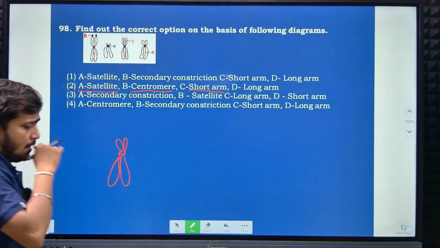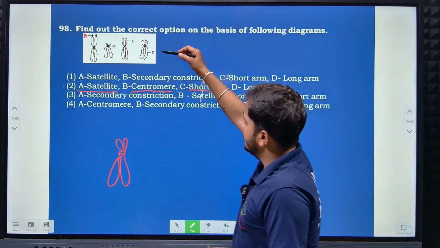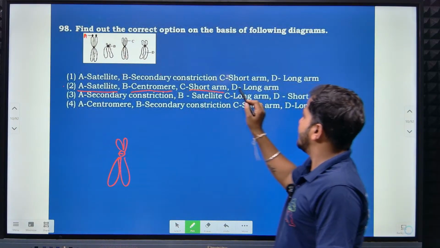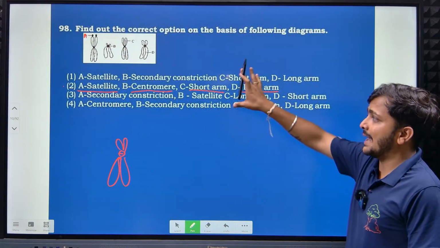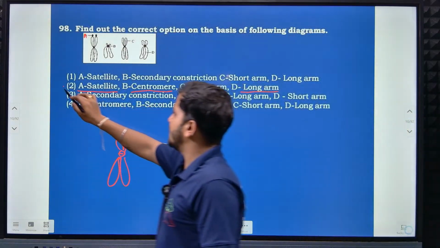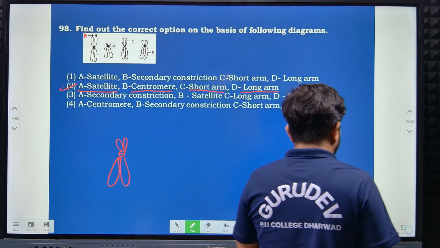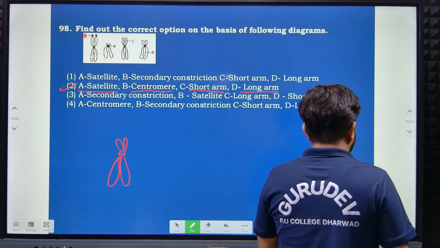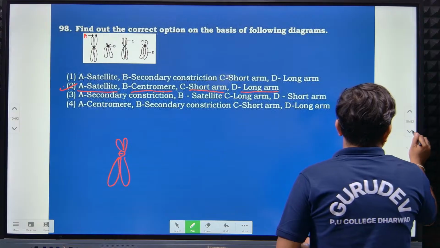Then below that, the D is the long arm, right? So based on that, diagrammatically the option 2 is correct, right? So it is a simple question based on the diagram they have given, and we can identify the correct answer based on the diagram itself, right?